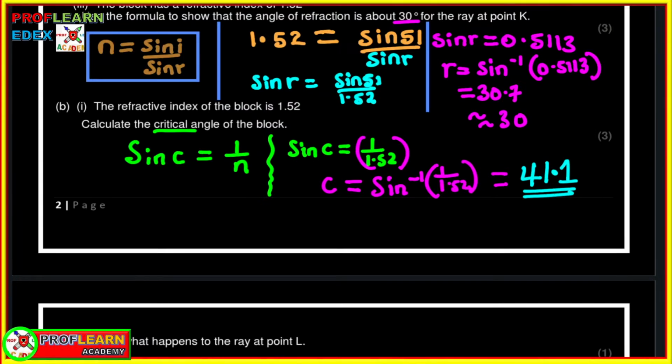Remember, critical angle is the angle of incidence when the angle of refraction is 90 degrees. So for total internal reflection to occur, the angle of incidence must be greater than the critical angle. You have to remember that. Right? So we need to move to something else.